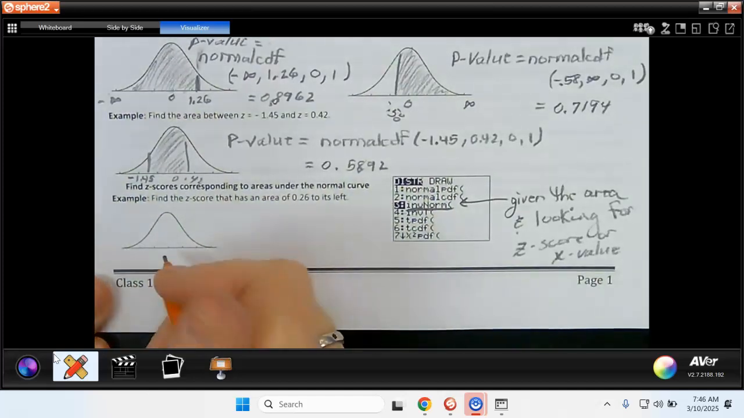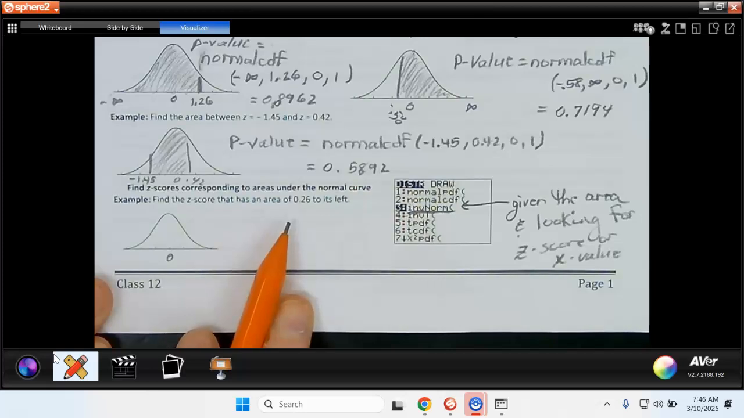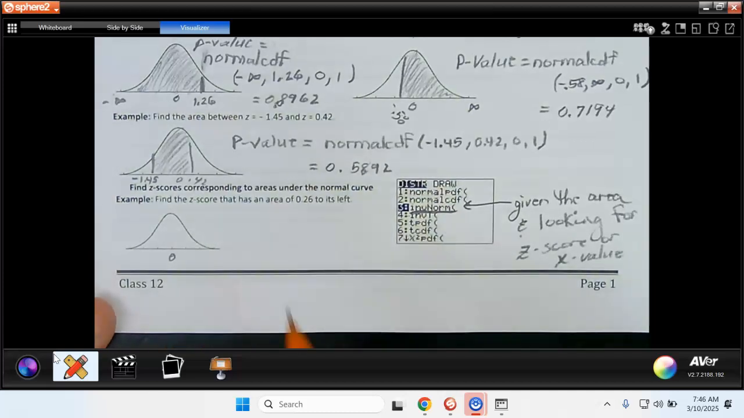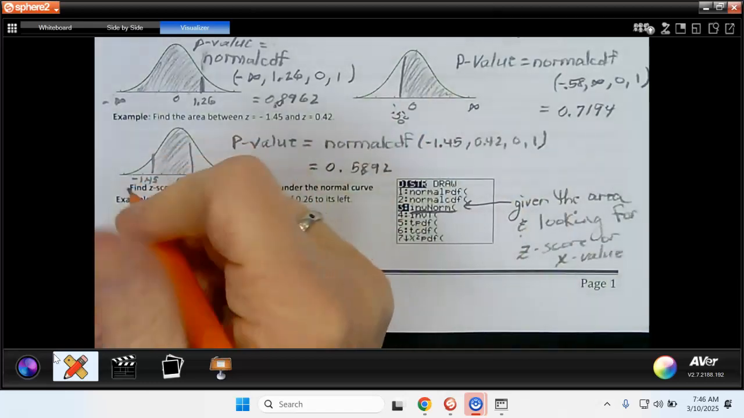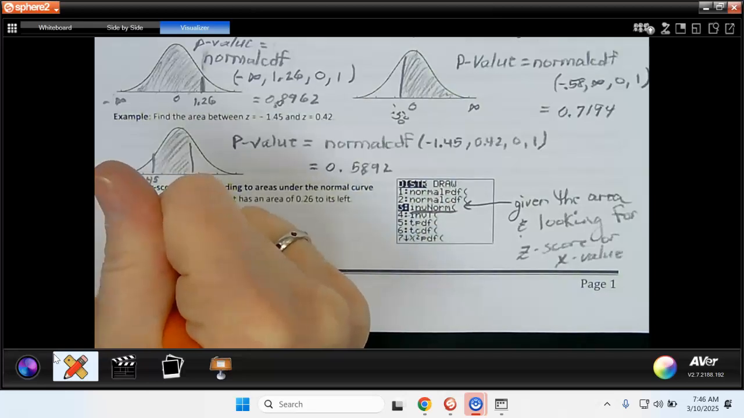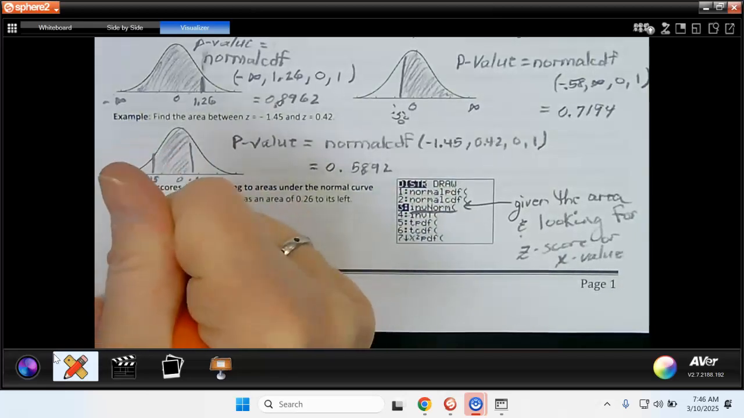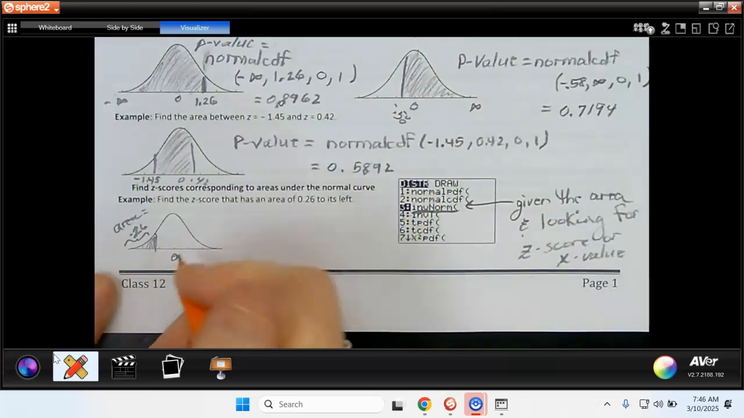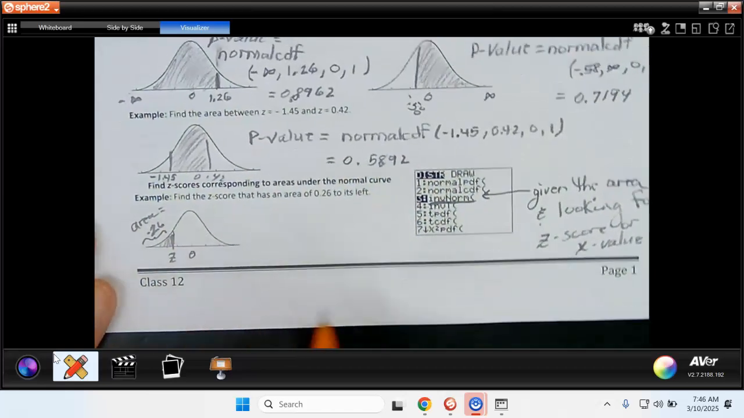Now, find the z-score. Right away, they say z-score, so we know that the mean is 0, standard deviation is 1, that has an area of 0.26 to its left. So 26% of the area is to its left. So that's going to be down here somewhere, isn't it? Just do a little estimate. That region right here means that the area here is 0.26. So what z value has 26% of the data to its left?